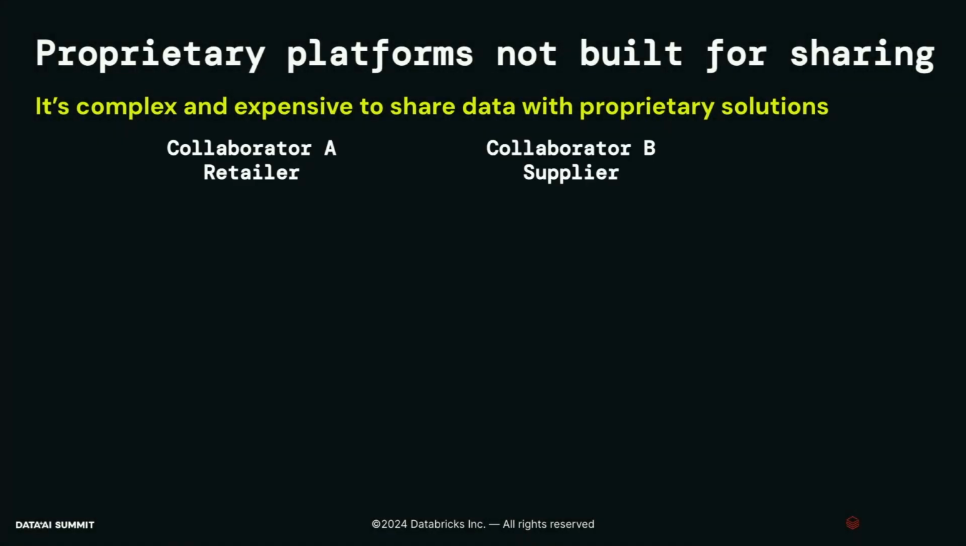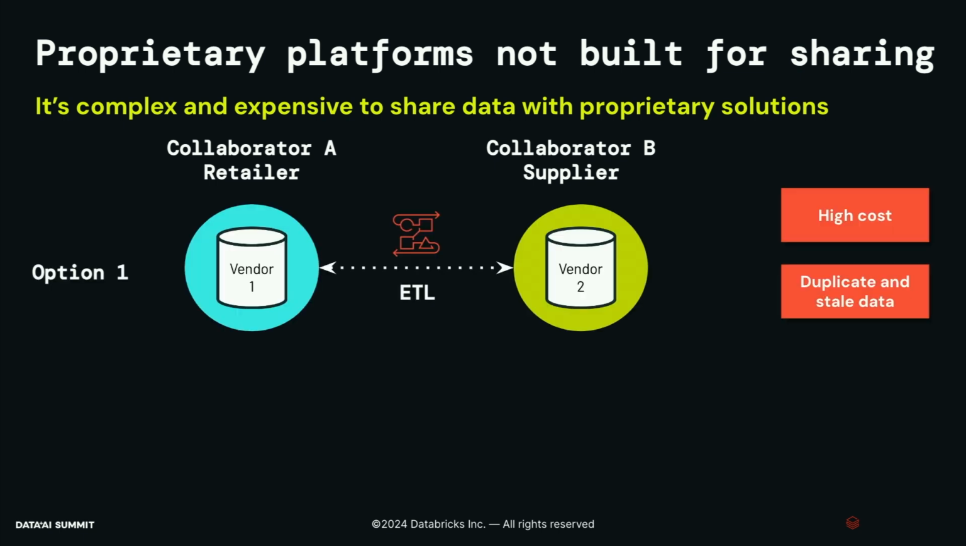Let's imagine this scenario. Say we have two collaborators. Collaborator A is a retailer, and collaborator B is one of their suppliers. They are working on some campaign planning project together, so they need to share data with each other. Currently, they are using two different proprietary data platforms, so there's no easy way for them to share data with each other. There are typically two options to make it work.